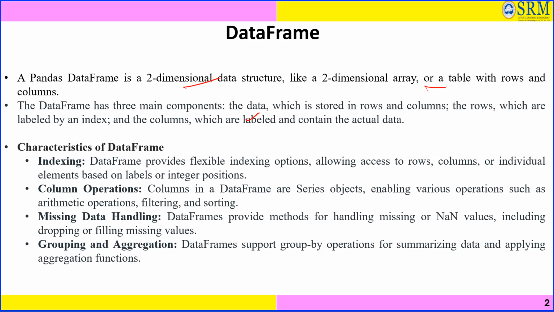Okay, so it has data, rows, columns, and each row and column is indexed. What are the characteristics? You have indexing, column operations, missing data handling, and grouping and aggregation. We'll see them one by one with code examples.